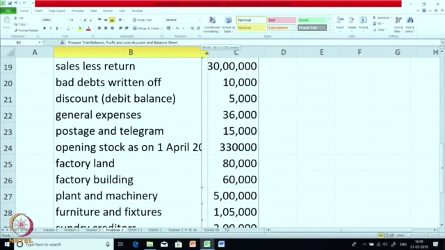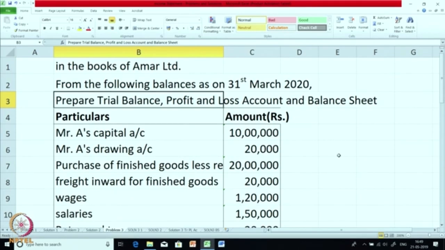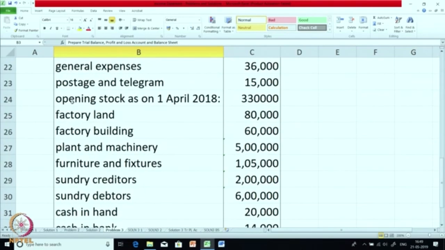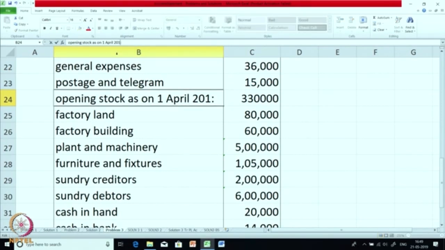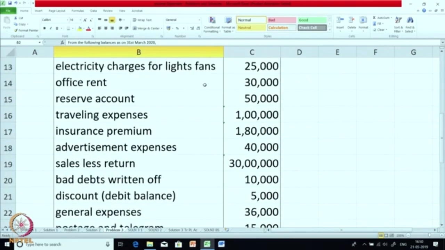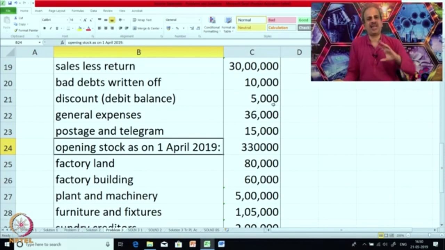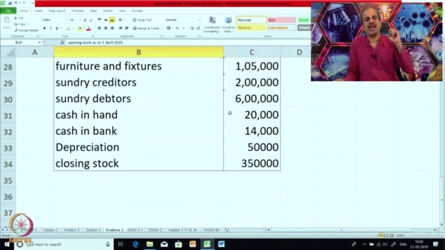Okay, so for this list of balances now, please take a printout. For all the cases I have been telling you that based on this printout, prepare the solution yourself and then check with my solution. There is a small error here. Because we are given balances on 31st March 2020, this opening stock must be on 1st April 2019. By typo error, it was shown as 18, so I have now corrected it. Now, please correct it in your sheet also. And with these balances, first make a trial balance.